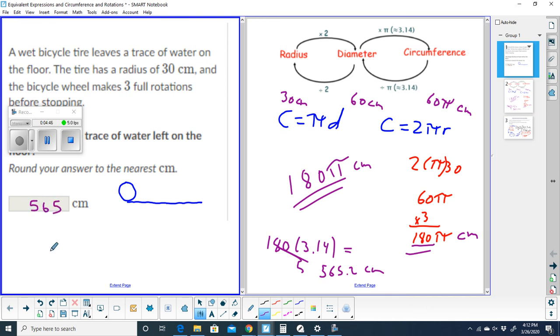Personally, I like giving the exact answer because, well, it's exact and it's simple. I would put this in, but if you need to round it, 565 is the answer you can use. Hope that helped.